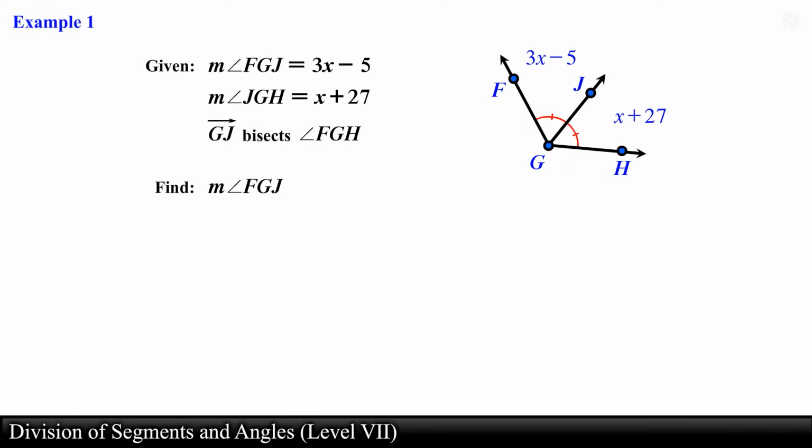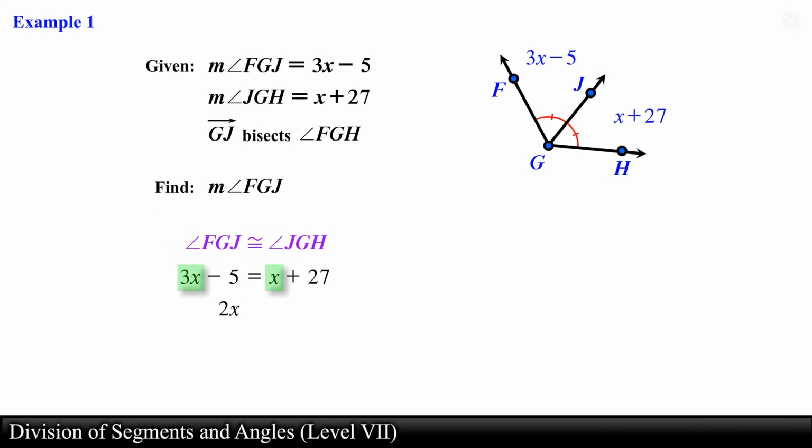Now that we have the given information labeled in the diagram, let's go ahead and plan how we are going to solve for x. We know that angle FGJ and angle JGH are congruent. We also have an algebraic expression representing the measurement of both of these angles in terms of x. So let's go ahead and set both of these algebraic expressions equal to each other. Now we can solve for x.